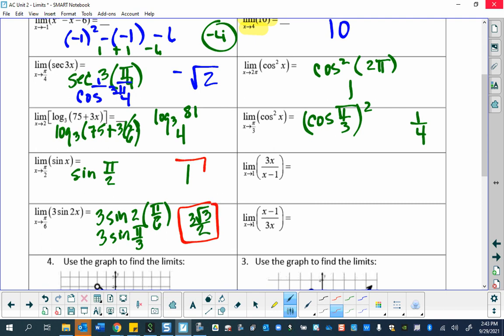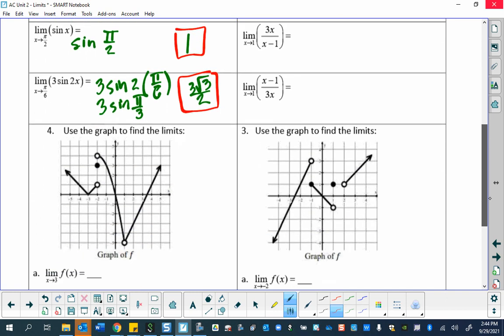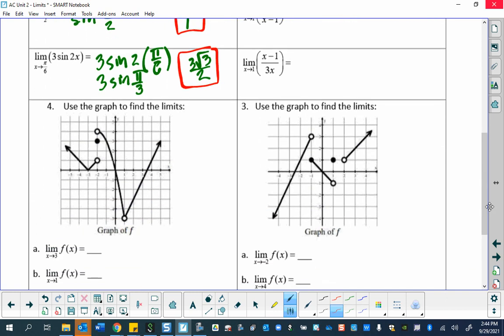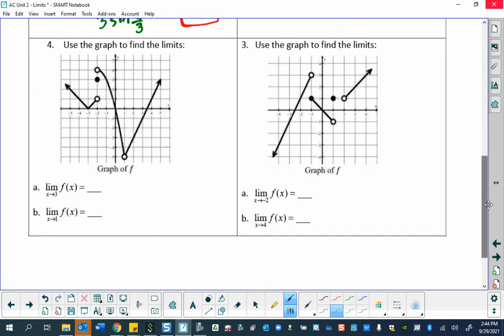See how we reviewed algebra first and that mattered? Yes? We also need you to be able to use the graph to find the limits. And that's a review of what we did last time that you thought was easy.